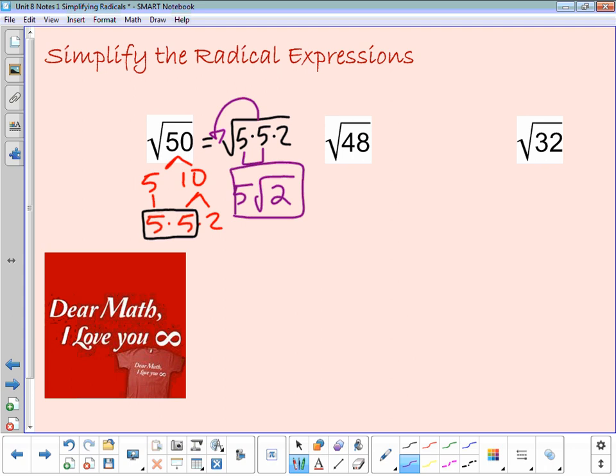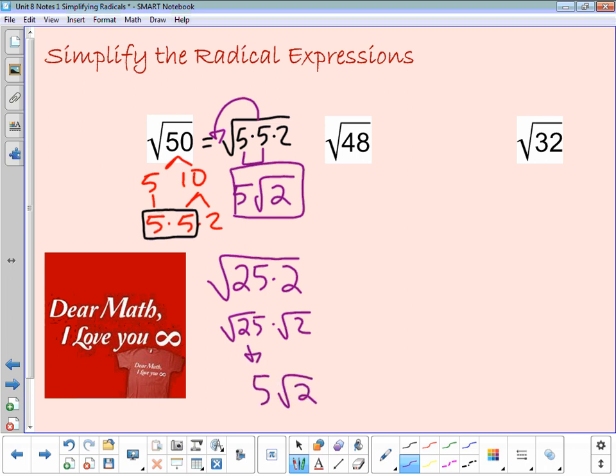Another way we could have thought of that is the square root of 50 is the same thing as the square root of 25 times 2. And we all know that the square root of 25 is 5. So I'd be left with a 5 outside. I'd still have that square root of 2 behind. Same answer. So there's lots of different ways to think of these things, and it just depends on how we're looking at it. But we should all end up at the same result.